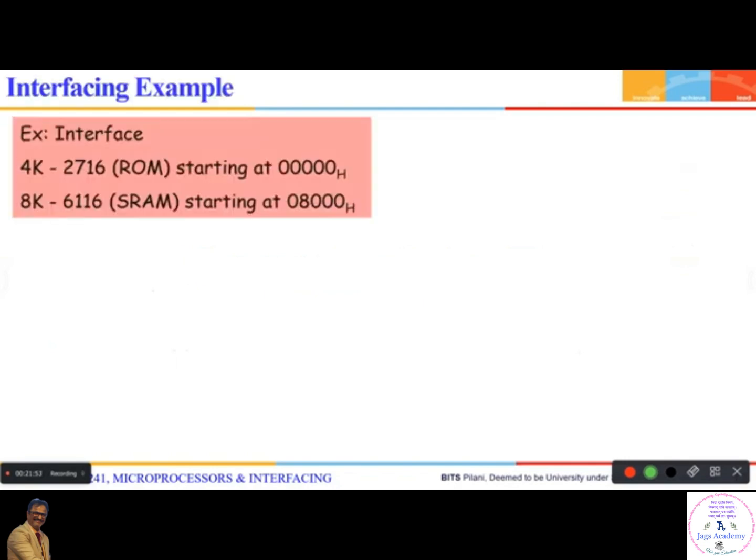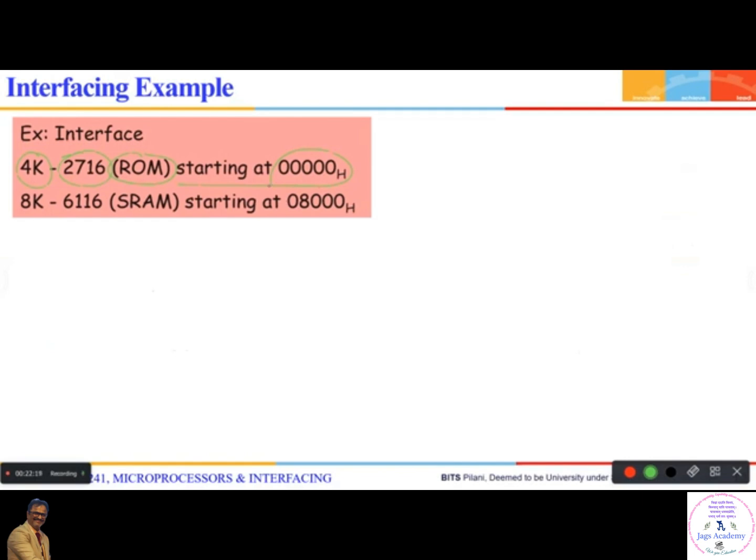to an 8088 microprocessor. Listen carefully. You have to interface memory now, right? You have to interface 4K of memory, the chip number 2716, which is a ROM, starting from the address 0000H.